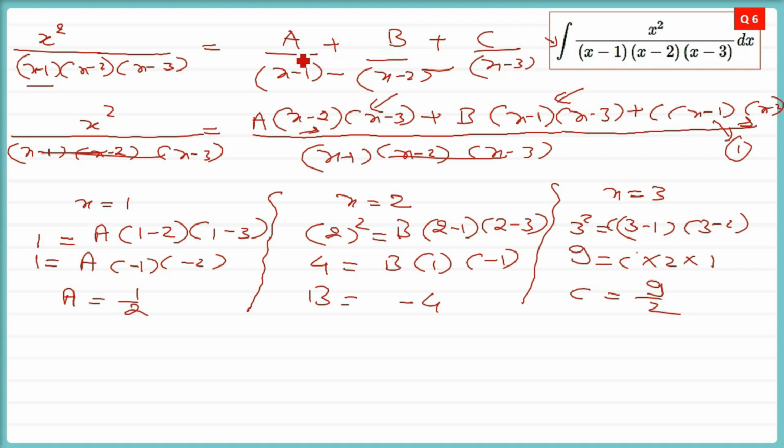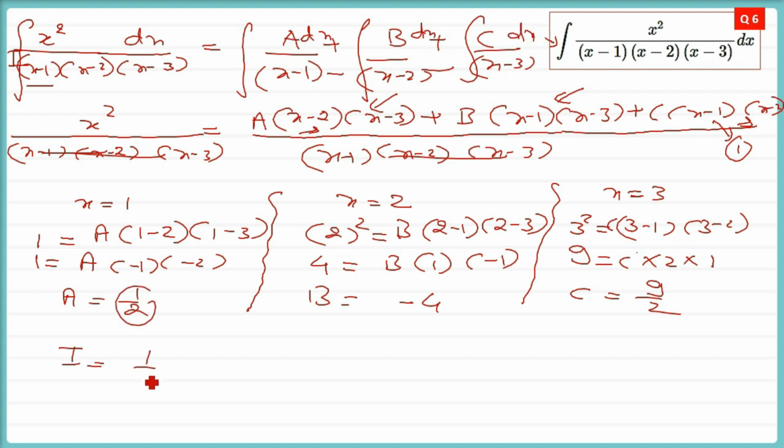Now a, b, c you have to put in here. So this integration will be like this. Integration, these 3 integrations, separate terms, and all in terms of dx, integration with respect to dx. So a is a constant, half, you can take it outside, integration, dx divided by x minus 1.